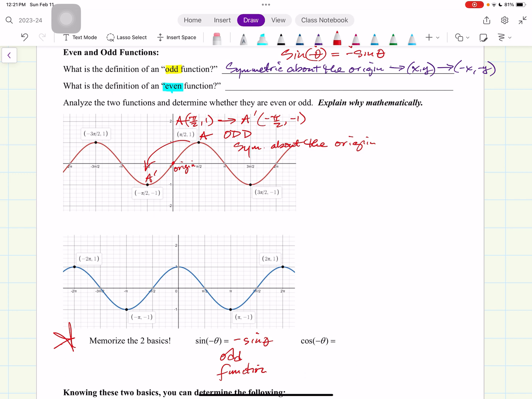Now, the cosine function, which you're looking at down here, cosine x, does not have that property. Notice we have a y-axis here, and the max at point A at 2 pi comma 1 gets reflected across the y-axis to go to A prime. It has y-axis symmetry, and any function that has y-axis symmetry is called even. So an even function has y-axis symmetry.